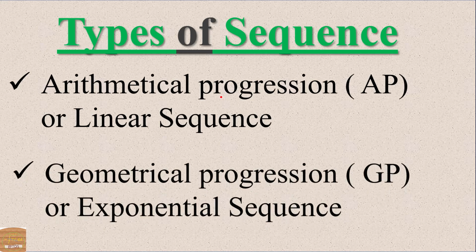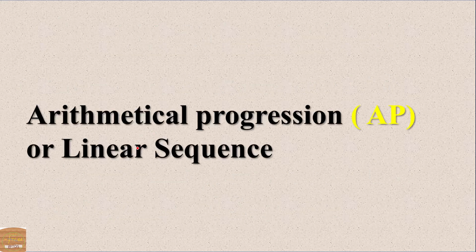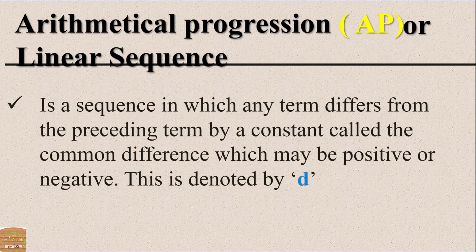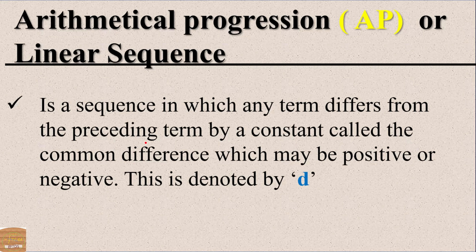So that is GP, or exponential sequence. So we have geometrical progression, GP, or exponential sequence. Now let's quickly look at the first type, that is AP, linear sequence. It's a sequence in which any term differs from the preceding term by a constant called the common difference, which may be positive or negative. The common difference is denoted by D. We use D for common difference.